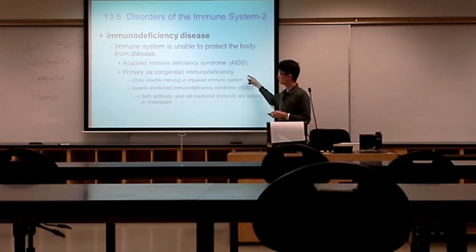So we have primary or congenital immunodeficiency. They are born with an impaired or missing immune system. Some people are born like this. SCID, severe combined immunodeficiency syndrome. So the antibody or cell-mediated immunity is lacking or inadequate. So for primary or congenital immunodeficiency, SCID is the example, instead of AIDS.